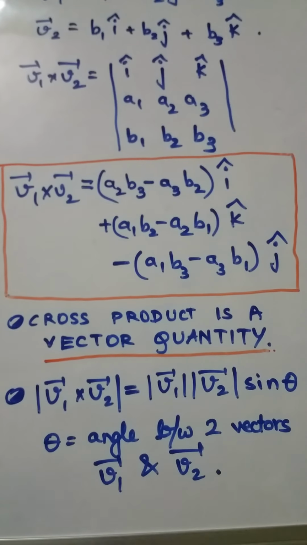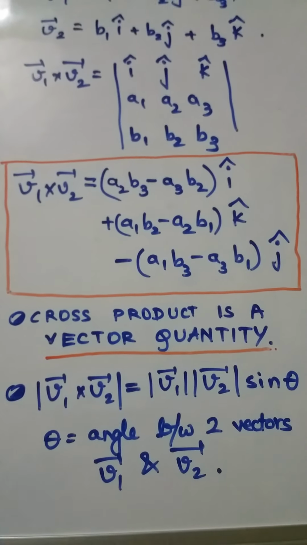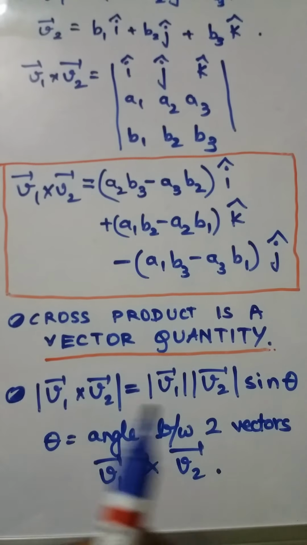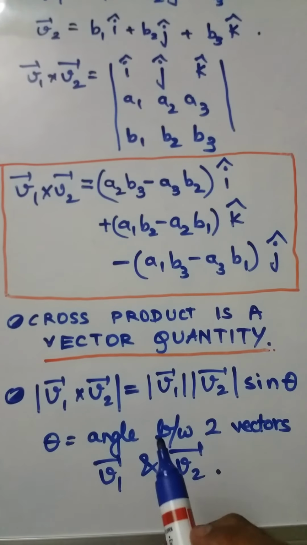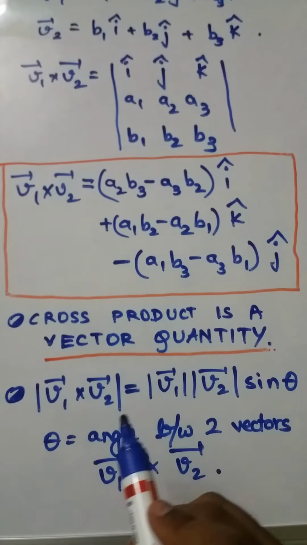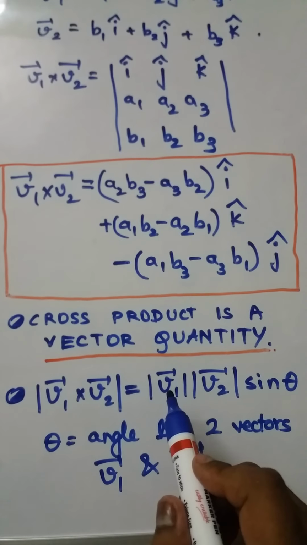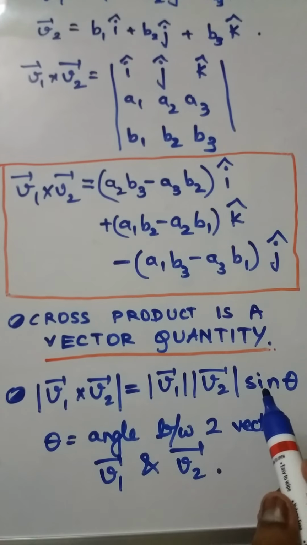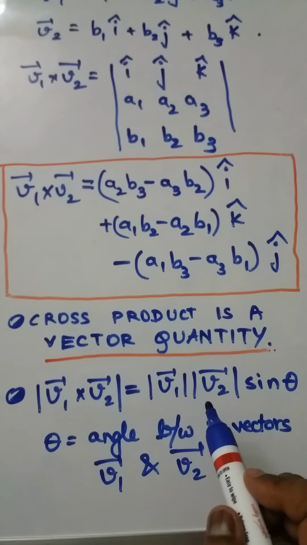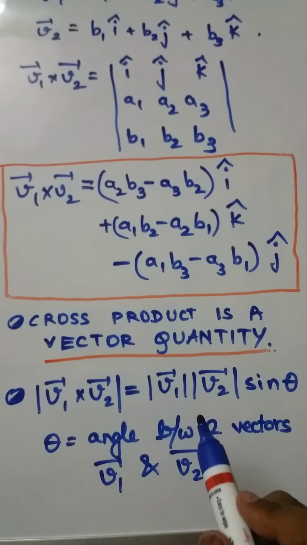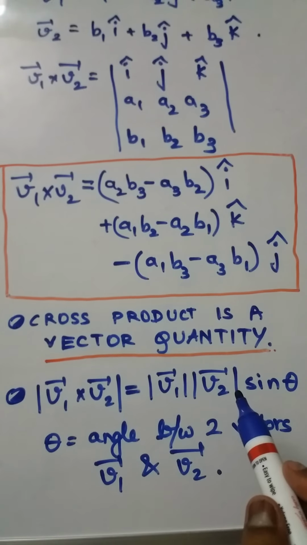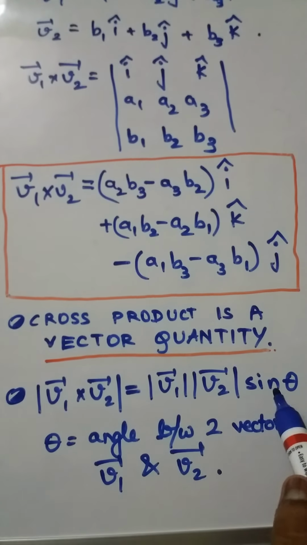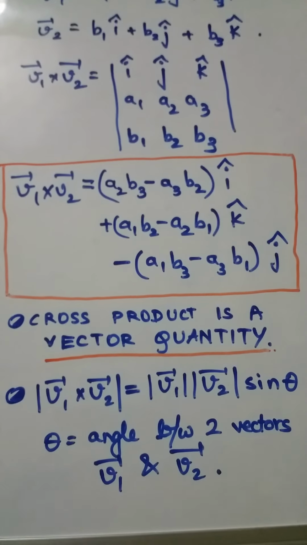So from here we can see that the magnitude of the cross product of two vectors v1 and v2 is given by mod v1 times mod v2 times sin theta, where theta is the angle between the two vectors. So the cross product of two parallel vectors is 0, since the angle between two parallel vectors is 0 and sine of 0 is 0. Okay, so let me just rub this and then I can continue.